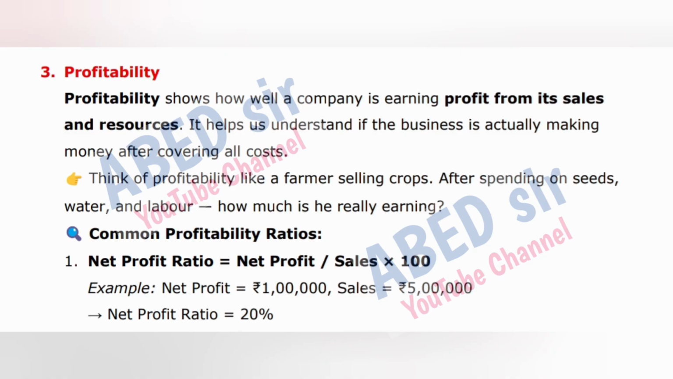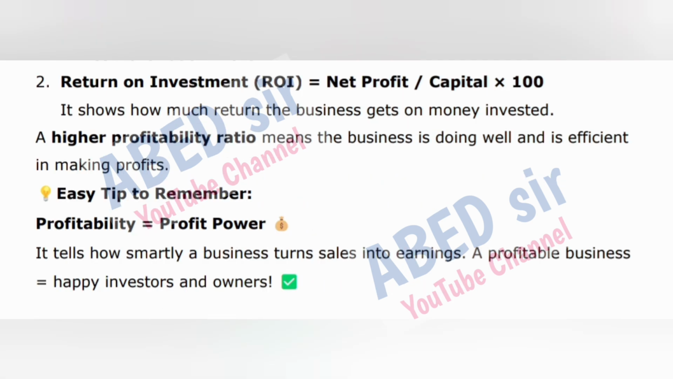Common profitability ratios. 1. Net profit ratio is equal to net profit / sales times 100. Example: net profit is equal to 1 lakh rupees, sales is equal to 5 lakhs rupees. Net profit ratio is equal to 20%. 2. Return on investment, ROI, is equal to net profit / capital times 100. It shows how much return the business gets on money invested. A higher profitability ratio means the business is doing well and is efficient in making profits.